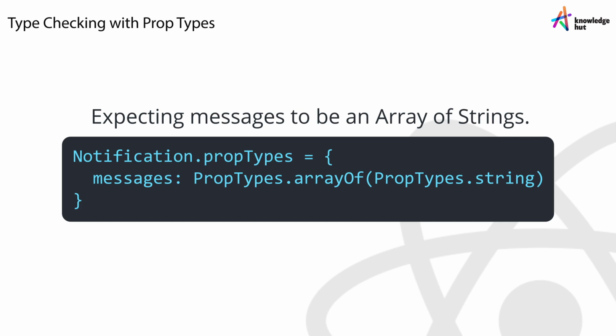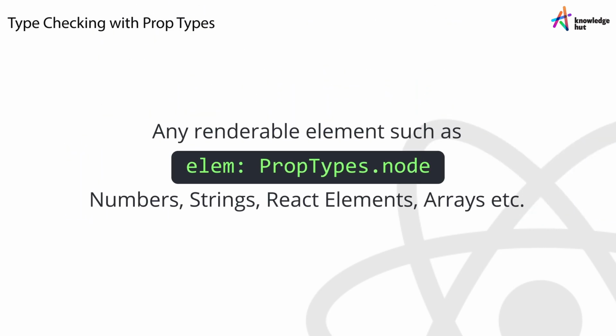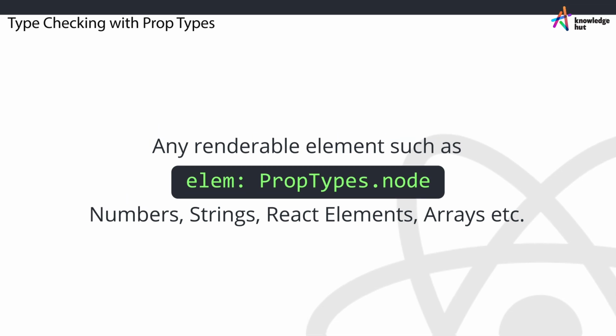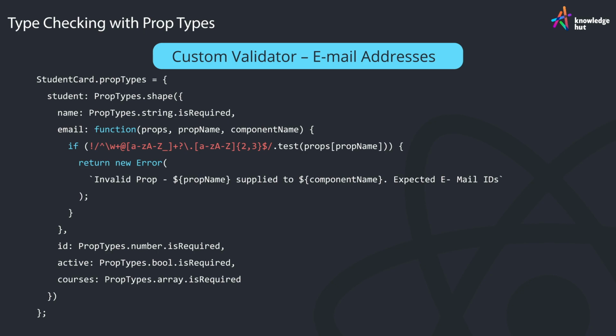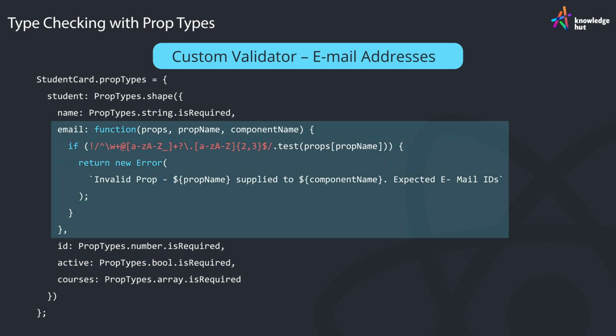For instance, in the examples we saw, the notification component's validator can also be written like this, where we are specifically asking for arrays of strings. And if your prop accepts data of all renderable types, then you can use the node validator. Besides the built-in types, React also allows you to define custom validators. For instance, here we have a custom validator added to our student card component which validates email addresses. If the incoming string is not formatted as an email address, you will get a warning on the console.